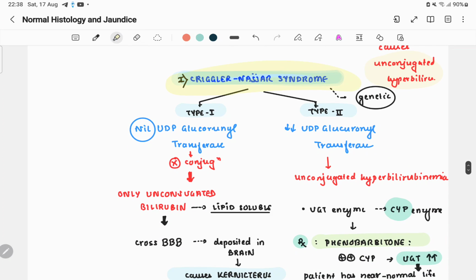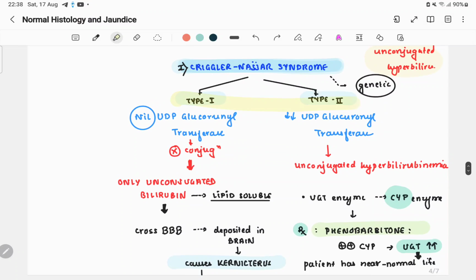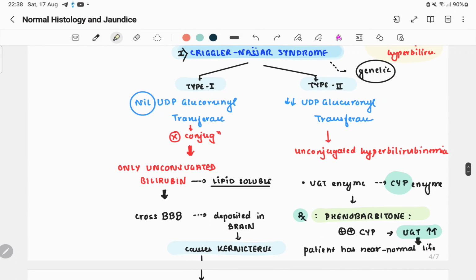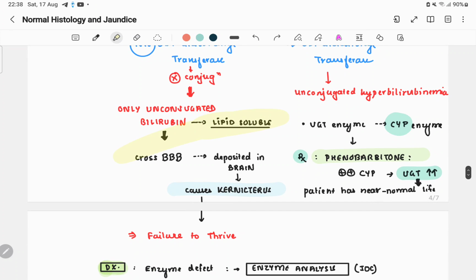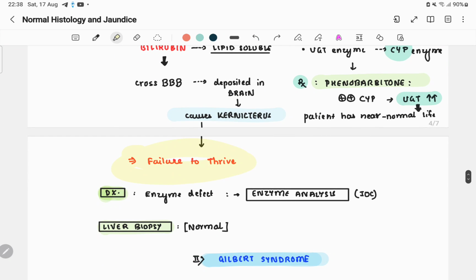So let's come to Crigler-Najjar syndrome, abbreviated CNS. It is a genetic disorder, and it may be type 1 or type 2. Type 1 is due to nil UDP glucuronosyltransferase. There is a nil UGT enzyme, so there is no conjugation at all. So only unconjugated bilirubin, which is lipid soluble, can cross the blood-brain barrier and deposit in the brain. It can cause kernicterus, a deposition of bilirubin in the brain, and the person will suffer from failure to thrive. He will not thrive at all, right?